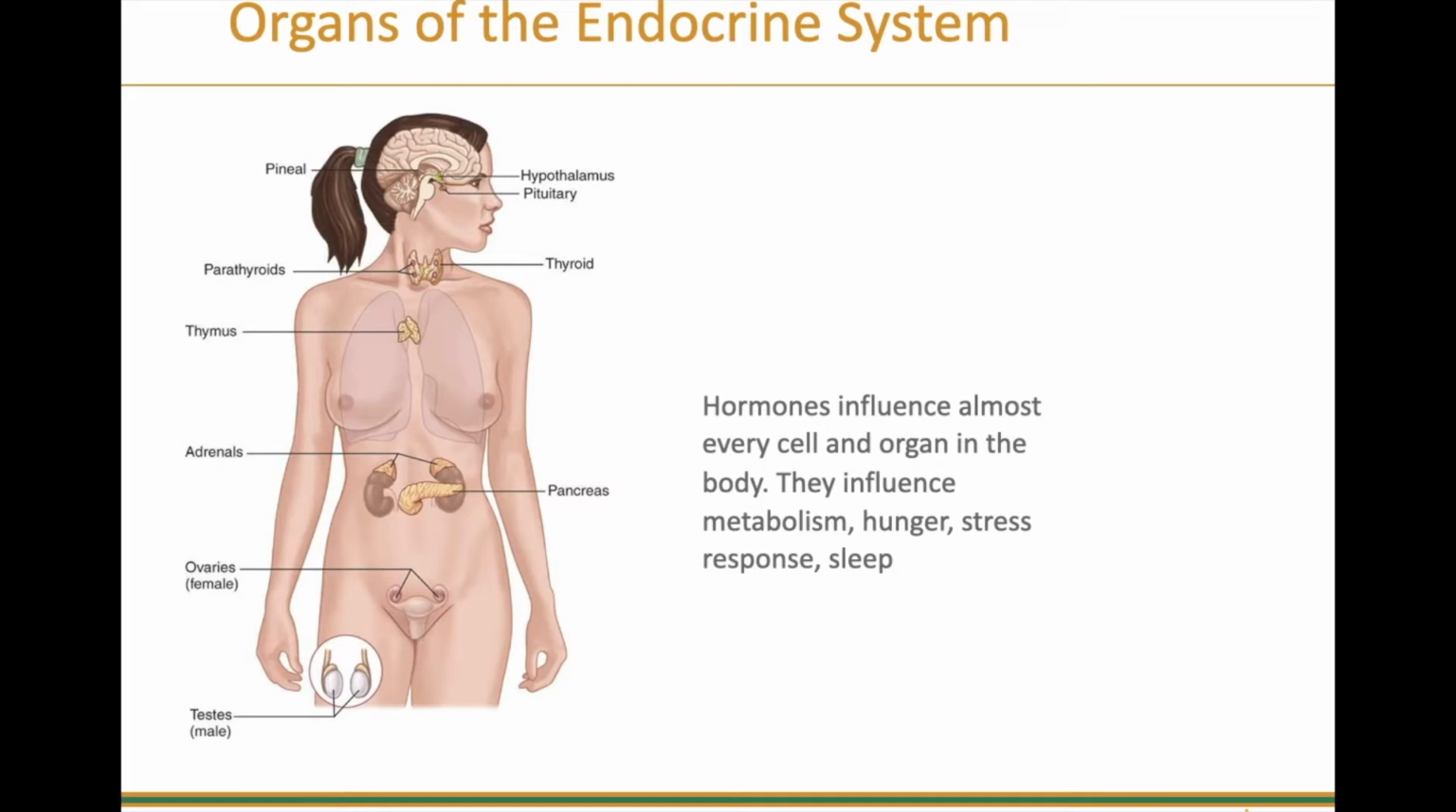So this shows the different organs of the endocrine system, pretty much all our glands. And the first thing we need to know is the function of hormones. So hormones influence almost every cell and organ in the body. They influence metabolism, or how your cells use energy. They influence hunger, our stress response, sleep, and many other things.